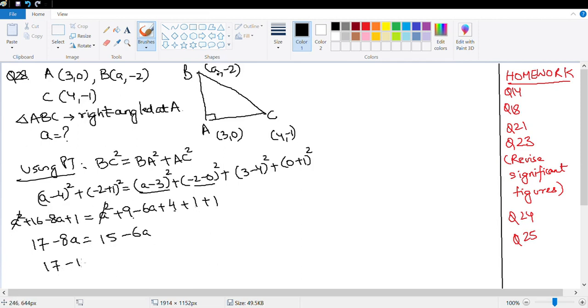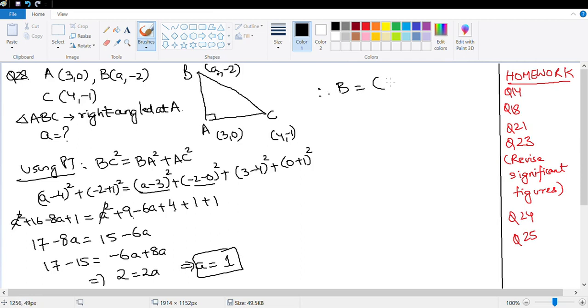So 17 minus 15 is equal to negative 6a plus 8a, which means 2 is equal to 2a, which means a is equal to 1. Done. Let's read the question. What do I need to calculate? Find the value of a. Already done. Therefore, point B is equal to (1, negative 2).